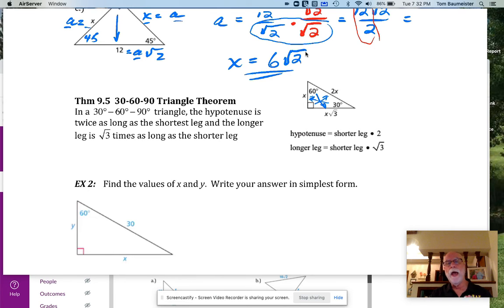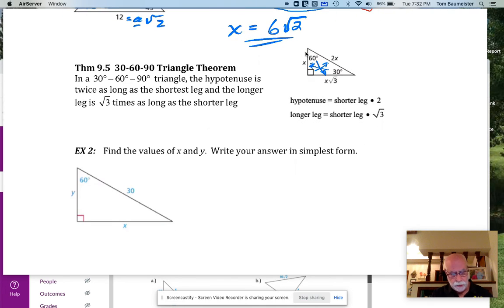If you get into the habit of just thinking 30 degrees, x, that's your x value. And then you're going to have to make adjustments as you go on. Opposite the hypotenuse, these two things are kind of worth memorizing, both of these, especially if you go into trig after you take algebra 2. So example 2, find the values of x and y and write your answer in simplest form.